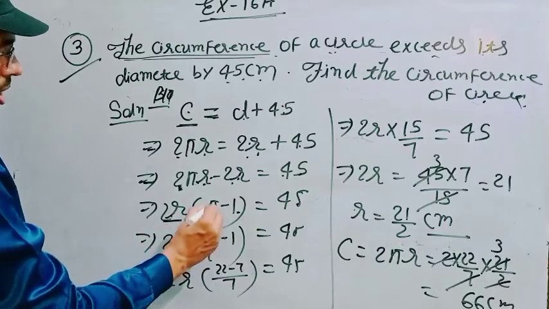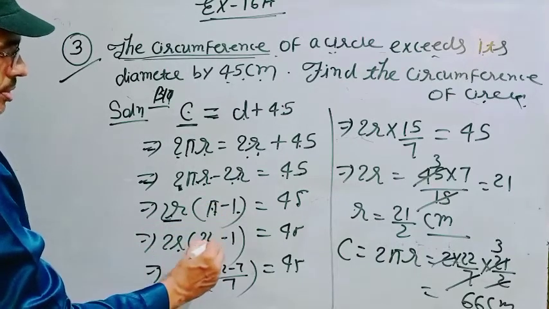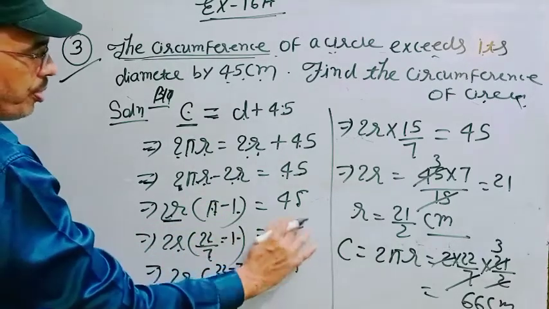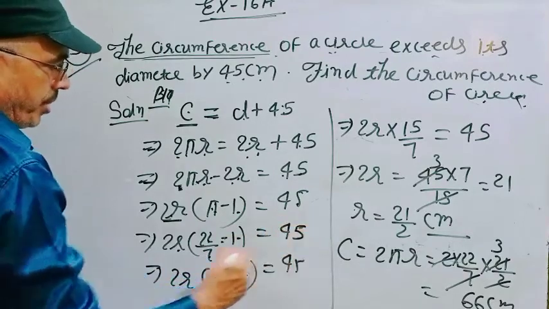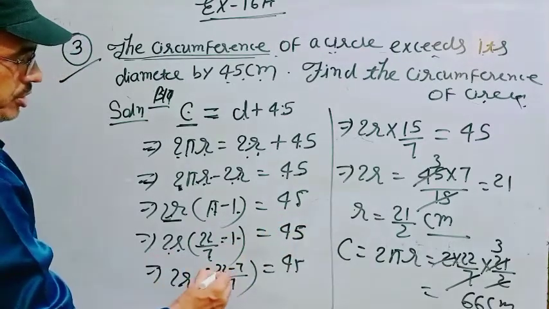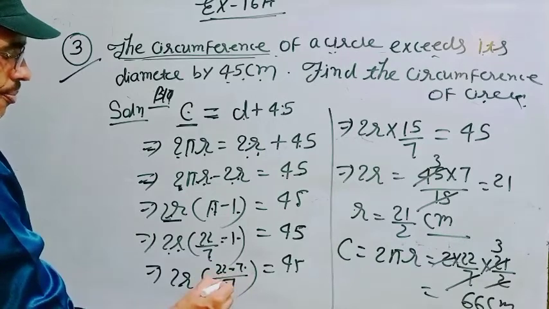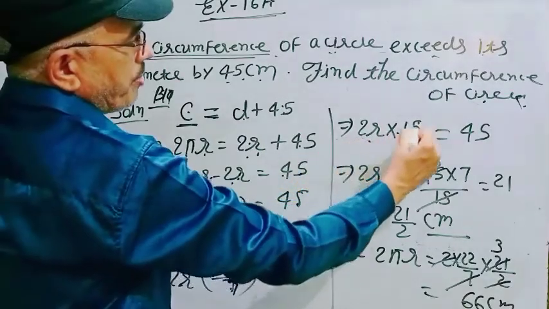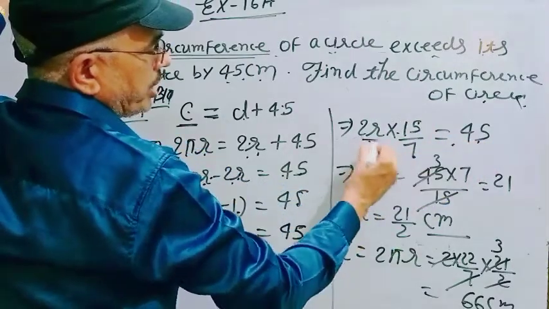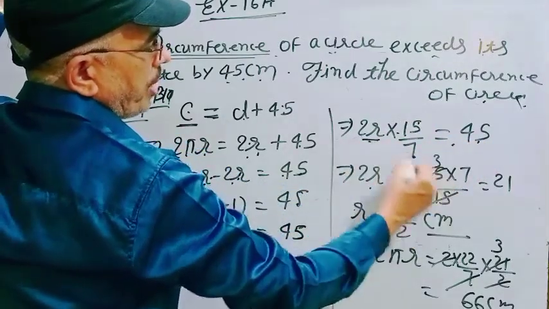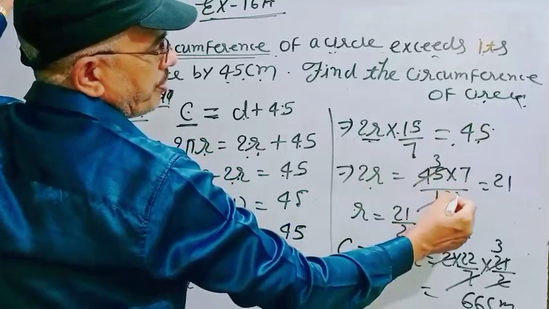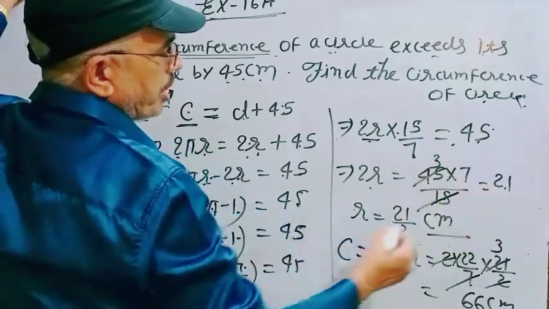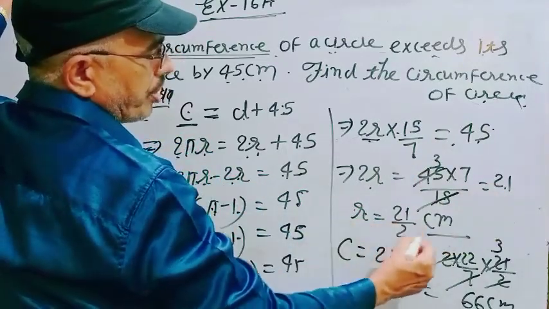Then it is 2r, the value of pi is 22 by 7, minus 1, is equal to 45. After that it is 2r into (22 minus 7) by 7. Then here is 2r into 15 by 7 is equal to 45. What is 2r? 2r is equal to 45 into 7 by 15. 3 into 7 is 21. So what is r? That is 21 by 2.